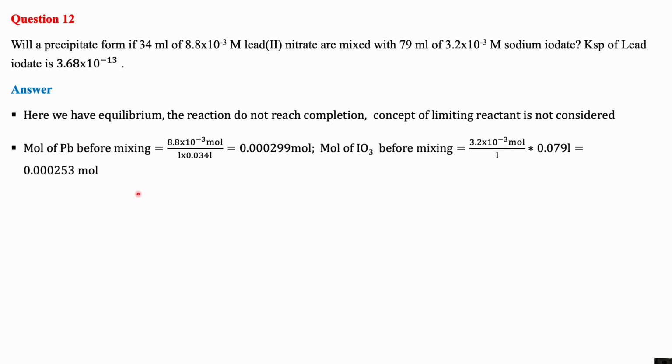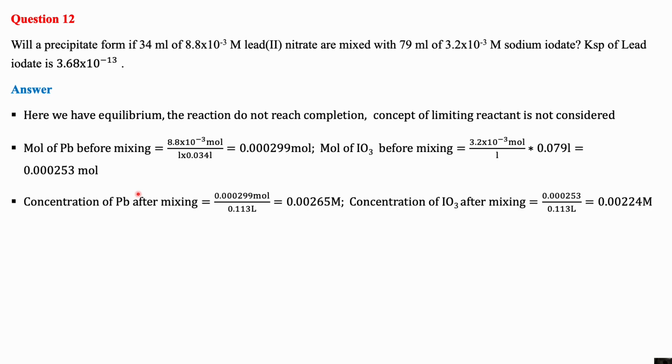Then we can determine their concentration after mixing. That means for the concentration after mixing, we consider the total volume. The concentration of lead after mixing is the moles of lead, equal to this one, divided by the total volume. We have changed the volume into liters. The total volume, that means 34 plus 79, if you convert to liters, you get 0.113 liter. Then we get this molarity. Then we get the concentration of iodate by taking the moles of iodate divided by the total volume. Then we get the concentration.